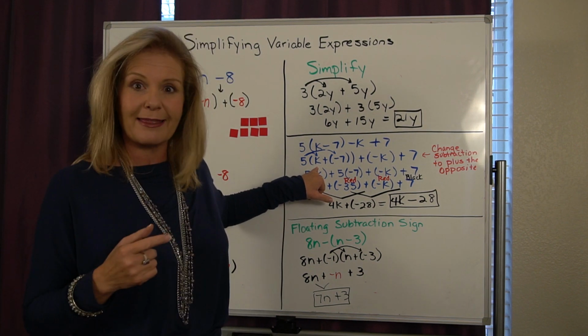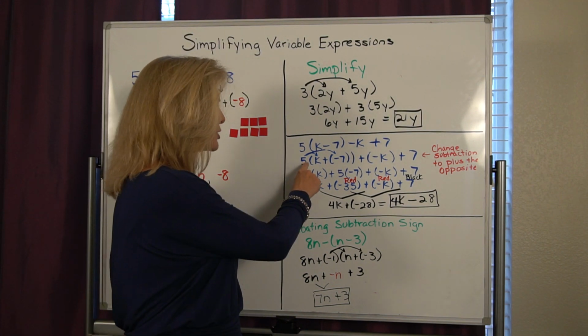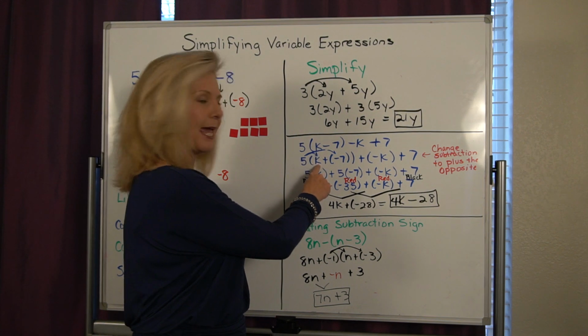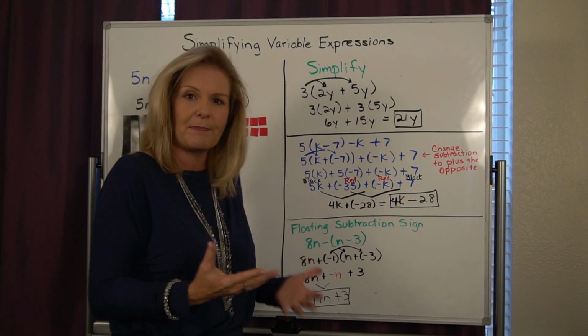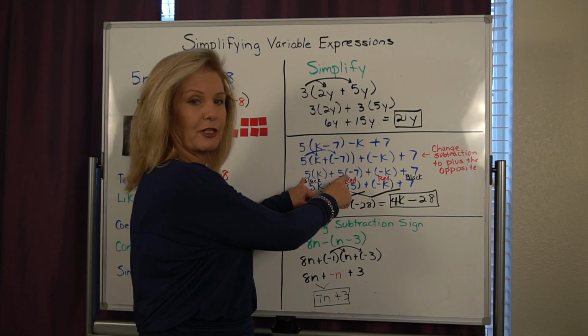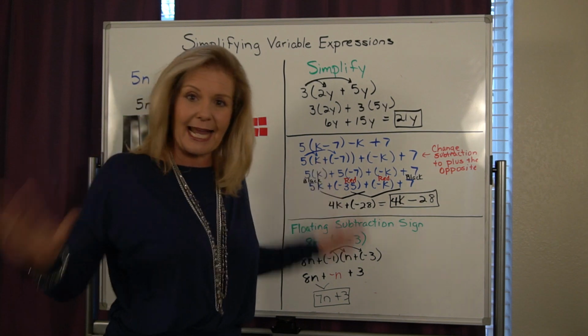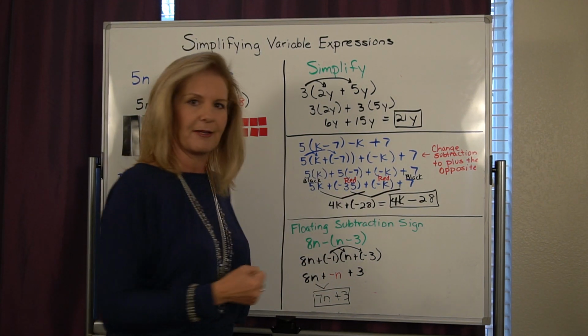Again, I see parentheses. I have to do my distributive property. So I have 5 groups of k plus negative 7. So I do 5 times k plus 5 times negative 7. And that's what's helping me see what my integers are. Now, this is outside that distributive property. It's not a part of that. So I'm just going to keep this as plus negative k plus 7.